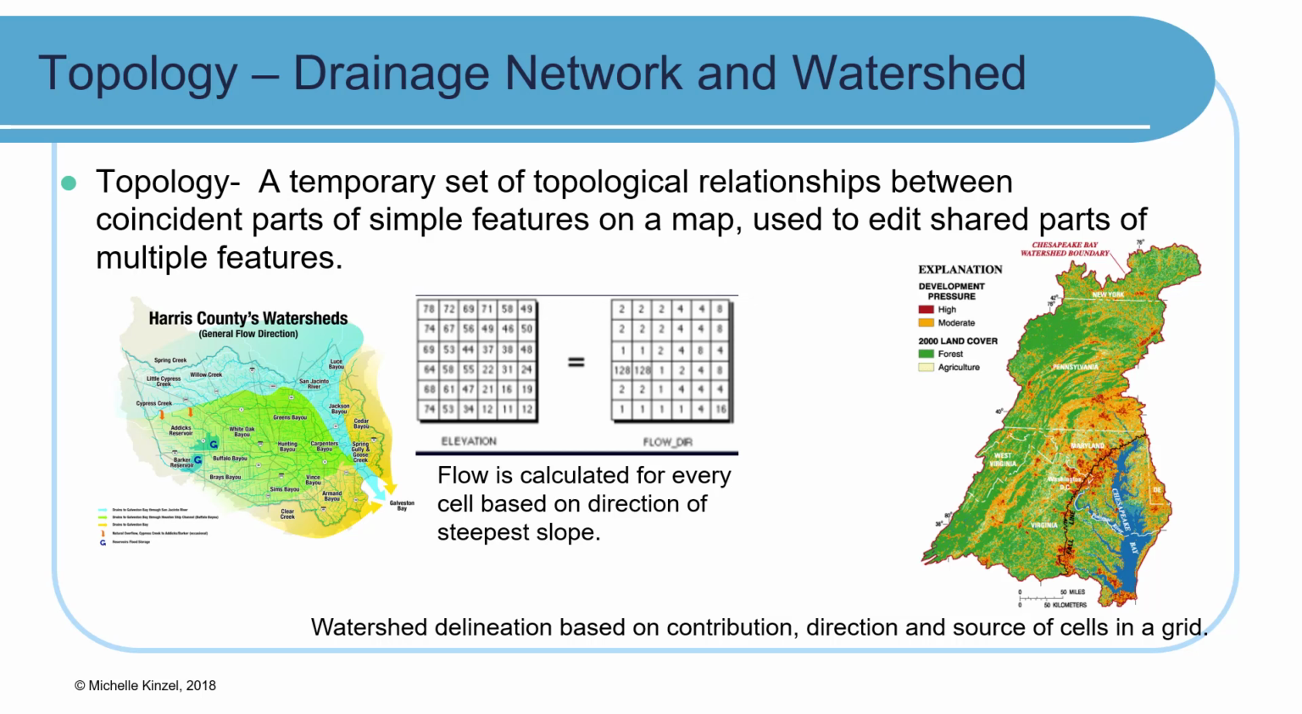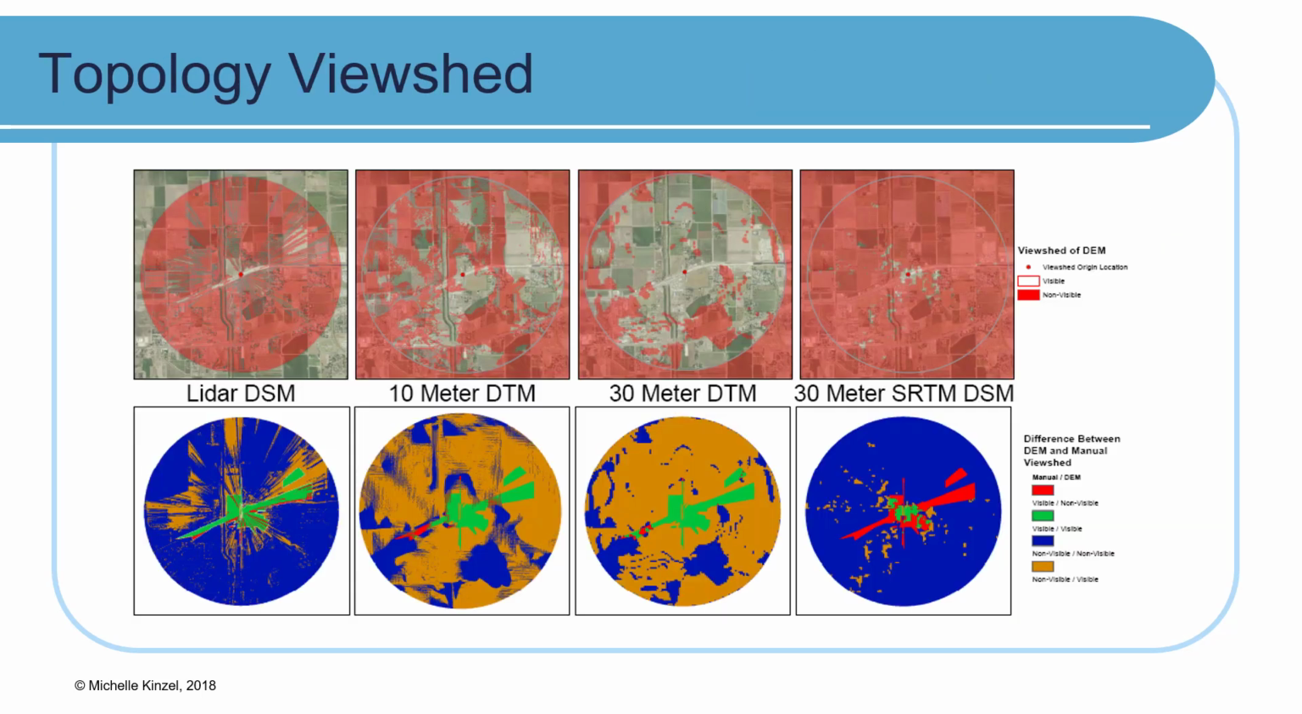And watershed delineation is based on the contribution, direction, and sources of cells in a grid. And this makes sense intuitively because water is going to behave according to the areas around it. So we know water flows downhill, and we can use information in order to determine the behavior of a watershed and the drainage network contained within it.